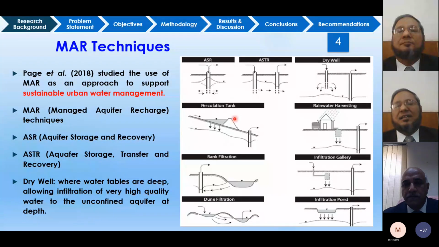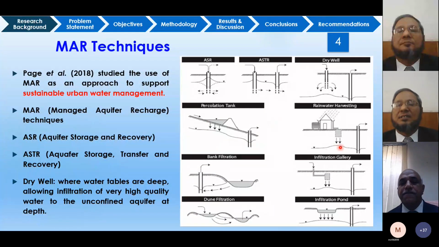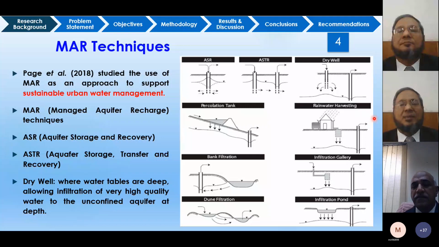Another is the percolation tank. We may make some weir or obstruction, and we store the surface water that infiltrates into the ground, and on the downstream of that we provide some pumping well. In that way, the water table remains almost at the same location, provided the recharge rate and the pumping rate are the same. The next is recharge to the ground through rainwater harvesting. Through rainwater harvesting, we can infiltrate water into the ground, and the water table will rise. And close to it, we can do the pumping. In that way, the groundwater resource will remain sustainable. Another is bank filtration, like this.